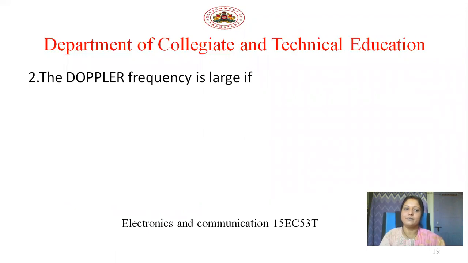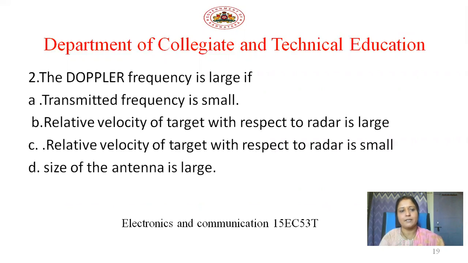The second question: the Doppler frequency is large if, the given options are: transmitted frequency is small, relative velocity of the target with respect to radar is large, relative velocity of the target with respect to radar is small, size of the antenna is large. Let's try to answer this one. The correct answer is B, relative velocity of target with respect to radar is large.